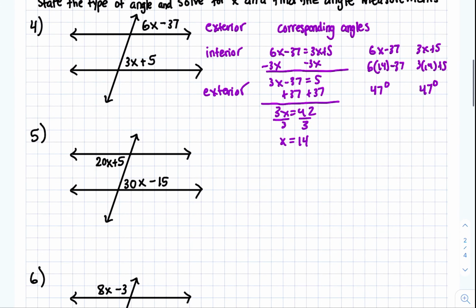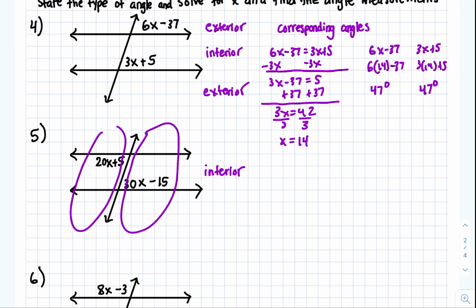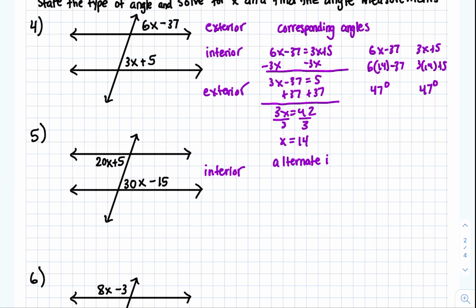Okay, 5. Okay, look. We have interior. Both of these are in the interior region. So you got two options. You either got same side interior angles or alternate interior angles. Well, they're not on the same side of the transversal, so it can't be same side. And so that probably means these are both alternate interior angles.